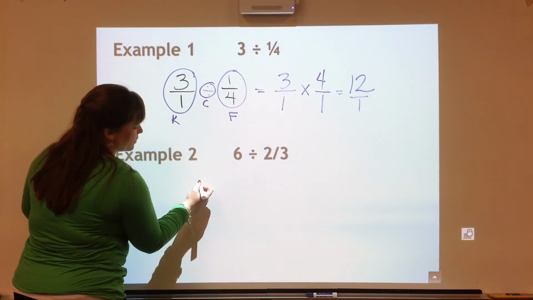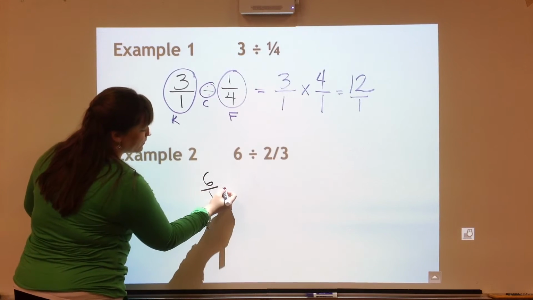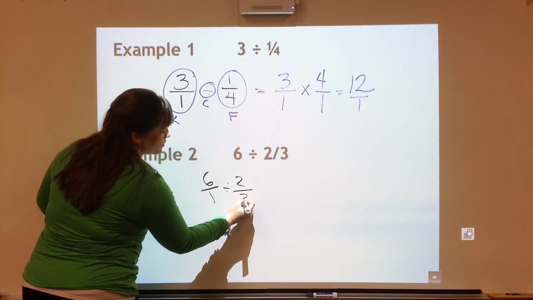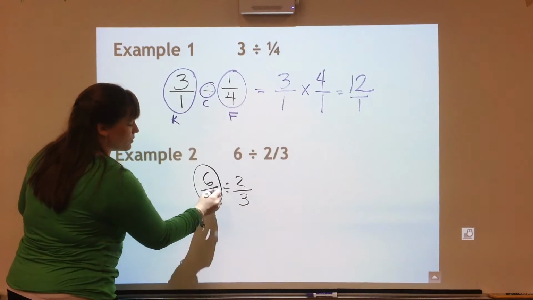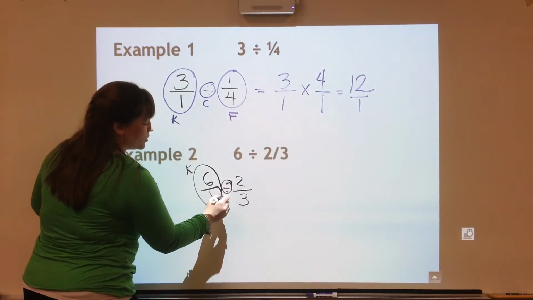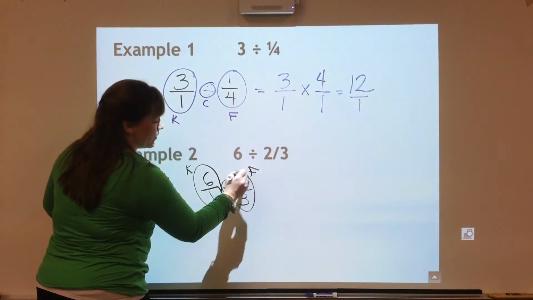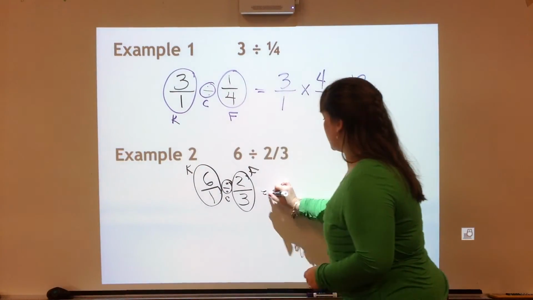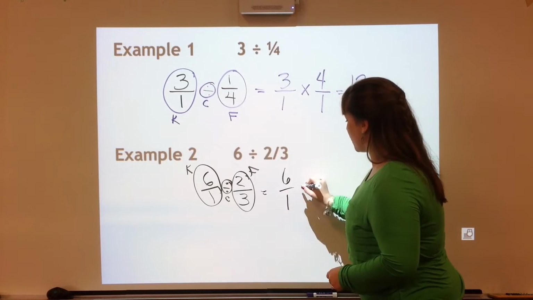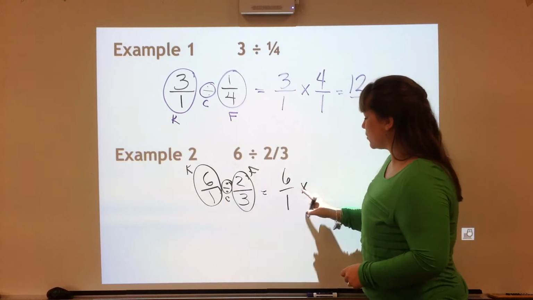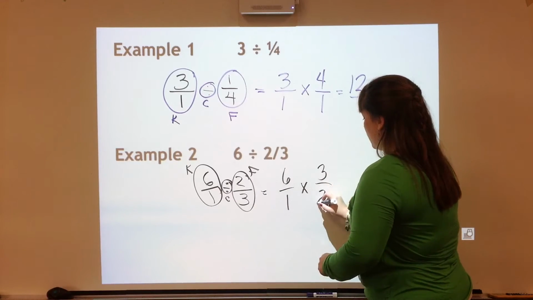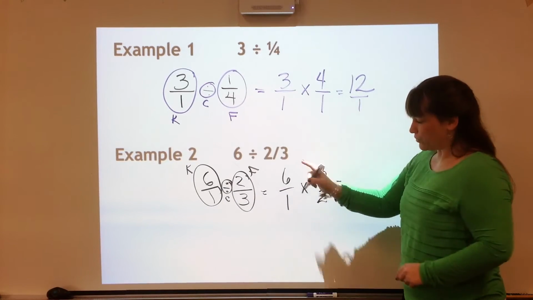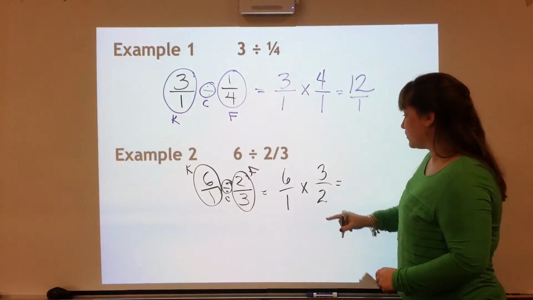It's that simple, but it will get a little trickier. So let's try this one. We're going to put this over 1, and we're going to have this division sign first. Now we're going to keep, change, flip. So that means the 6 is going to stay the same. We're going to change the division to multiplication, and we're going to take the reciprocal of 2/3, and it becomes 3/2.